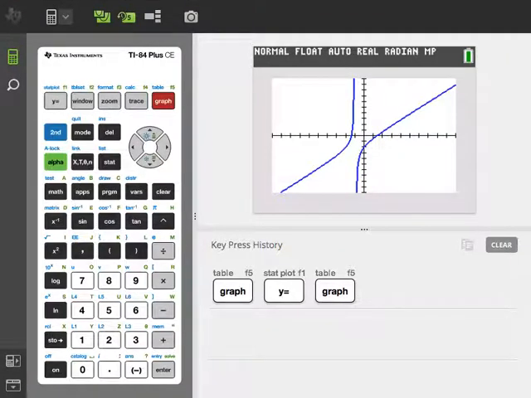Okay, can you find your pink sheet from Thursday?